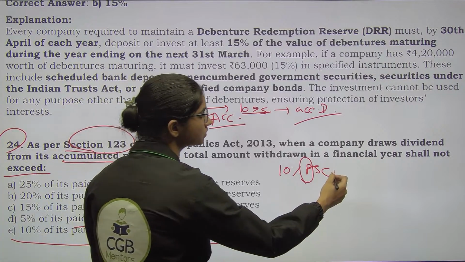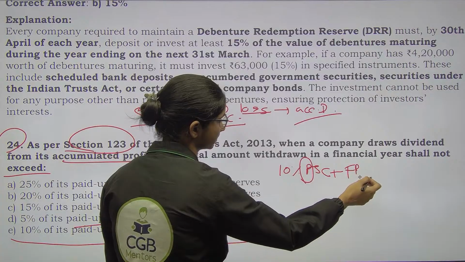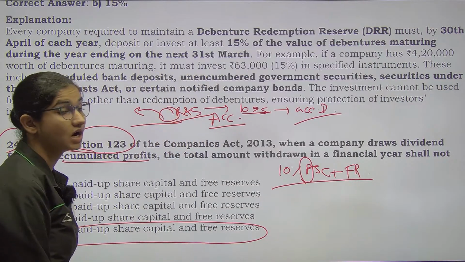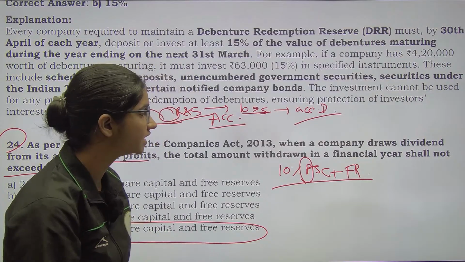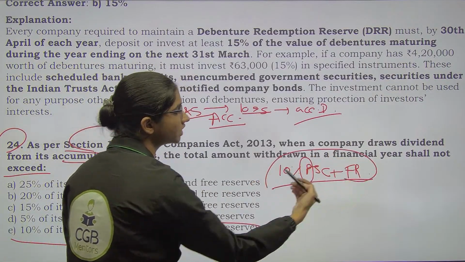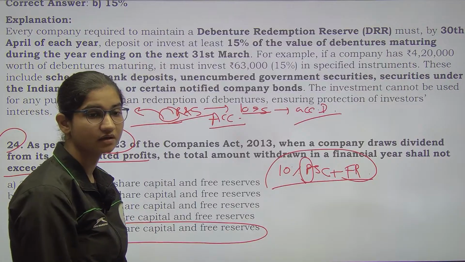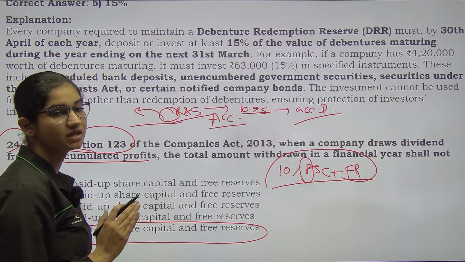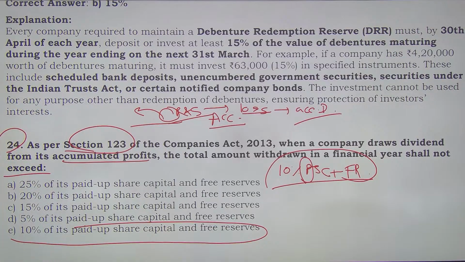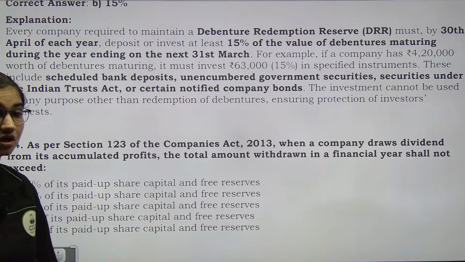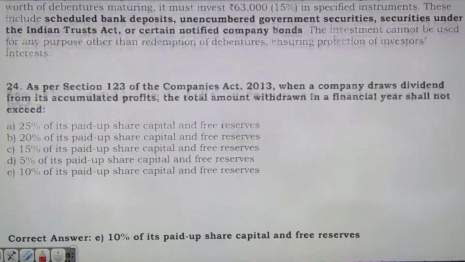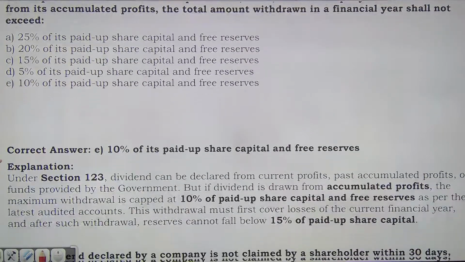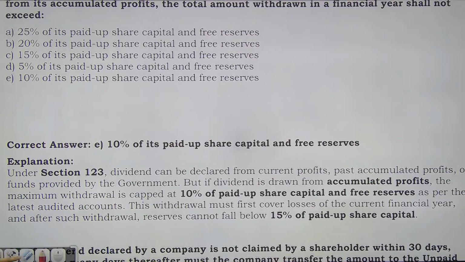And also the free reserves. Once that has been done, how much amount should remain in the free reserves? This money has been taken out from the reserves in order to give the dividend, right? But now a certain amount of money should remain in the reserve for the working, so that the company can work. So how much is that amount? That amount is 15% of what? 15% of paid up share capital. So please remember this point also in this section.